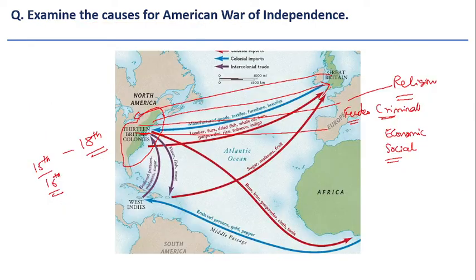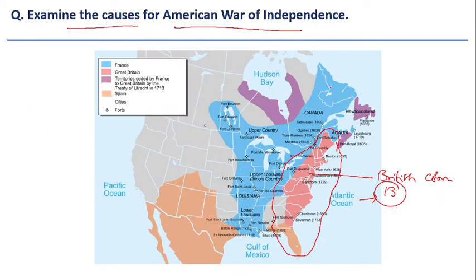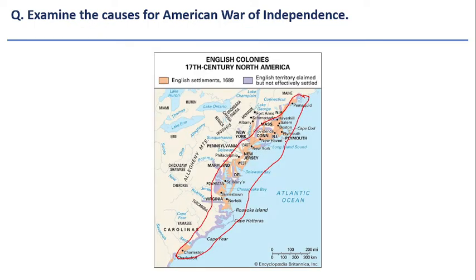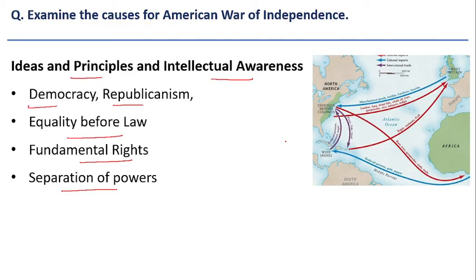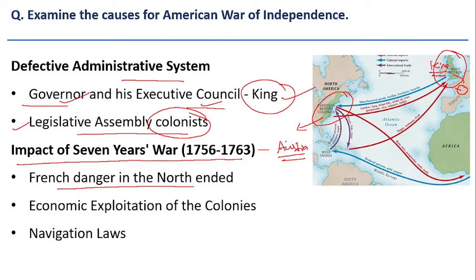Here you can see, on this side, the British colonies, and the neighboring side is French colonies. There was a threat of invasions from France, but after the Seven Years' War, the French threat was eliminated. Now colonists are confident to rule for themselves without any threat from France. So the French danger in the north ended, and economic exploitation of the colonies started.